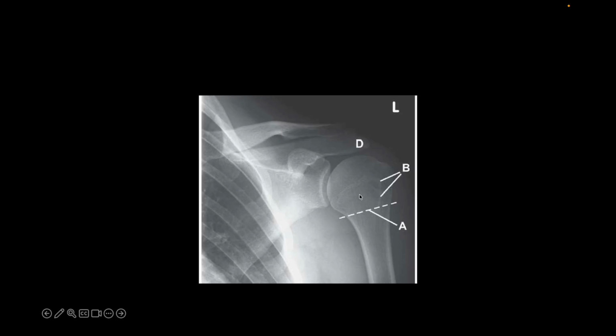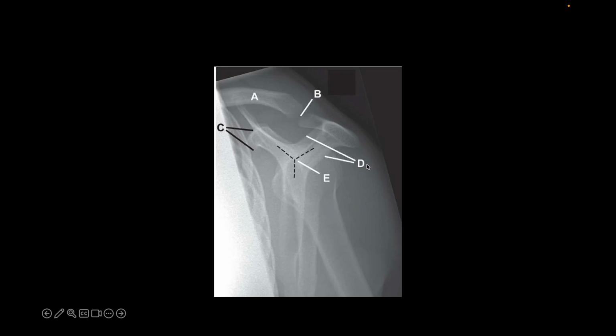So this is an AP view of the left shoulder. They've got a line here, and that's pointing to the surgical neck of the humerus. B is pointing to this sclerotic ridge here, and as I mentioned, that would therefore be the lesser tuberosity of the humerus. D would be the acromion process of the scapula. You know it's the acromion process because it's articulating with the clavicle there.